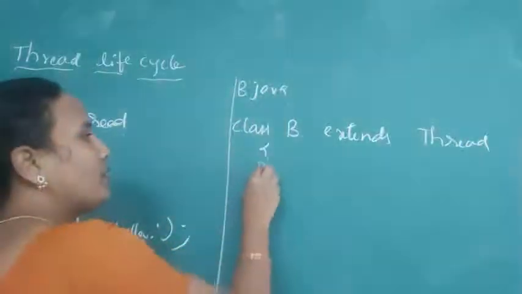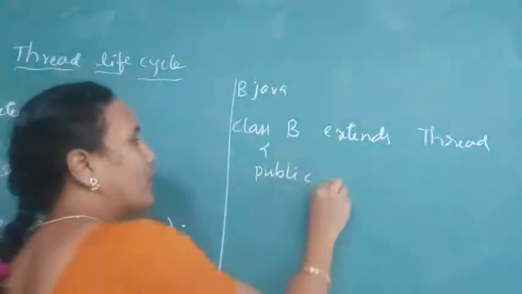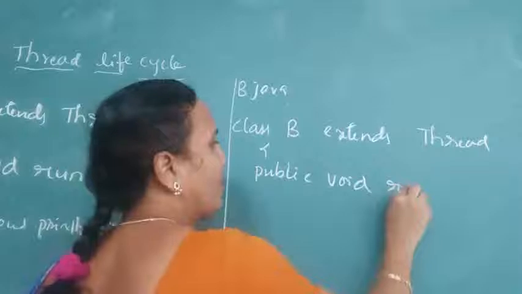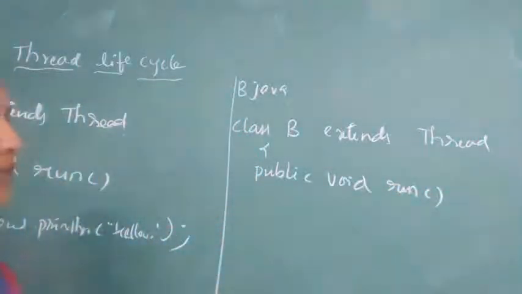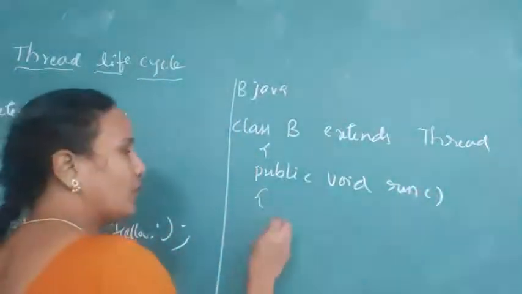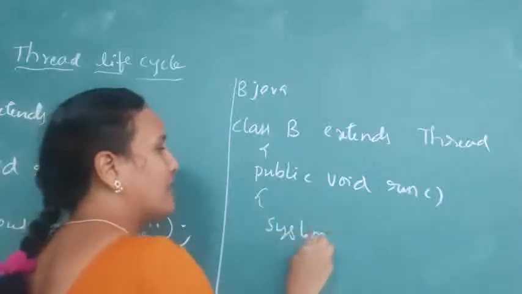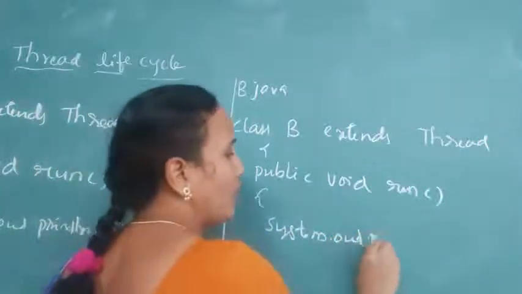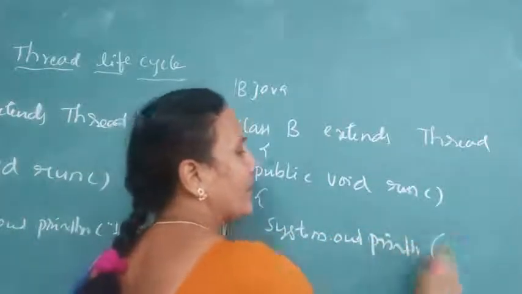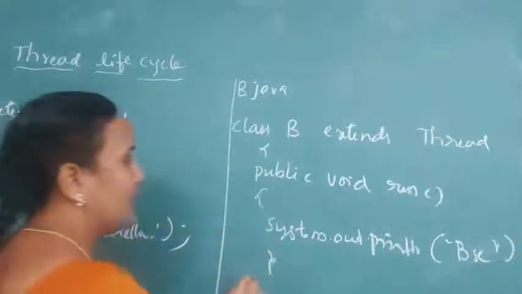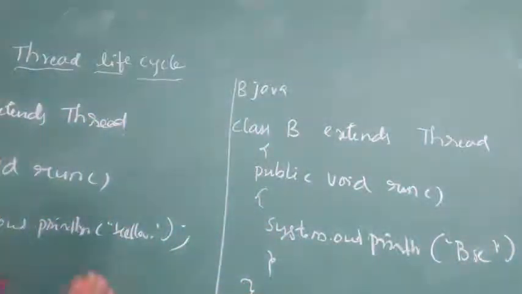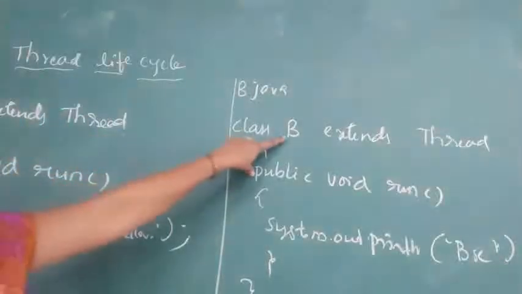Next, here also I am using the public void run method. This method is compulsory in order to execute the thread. Now here, whatever you want to print, for example, System.out.println B. Example, I want to print this. These two are separate threads. The first thread name is A, the second thread name is B.